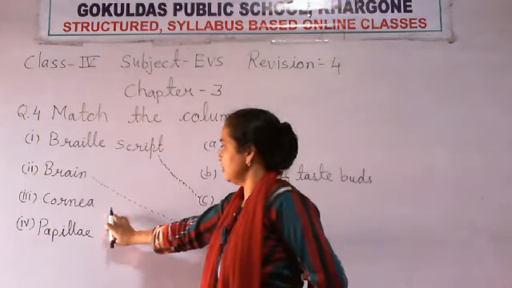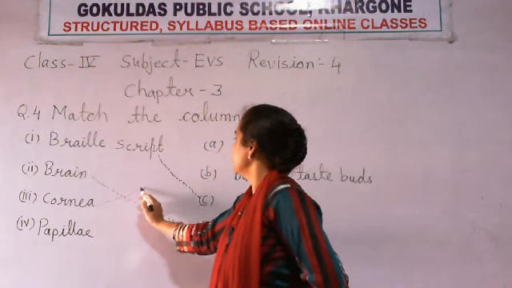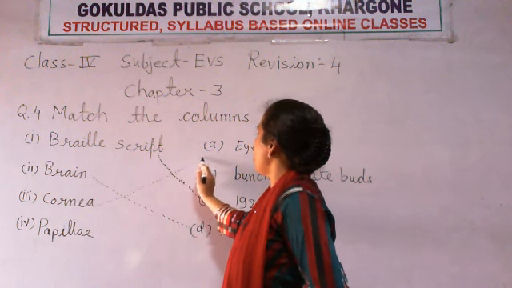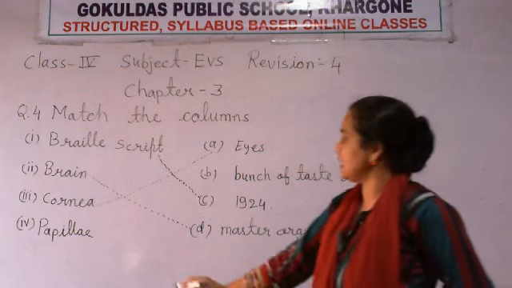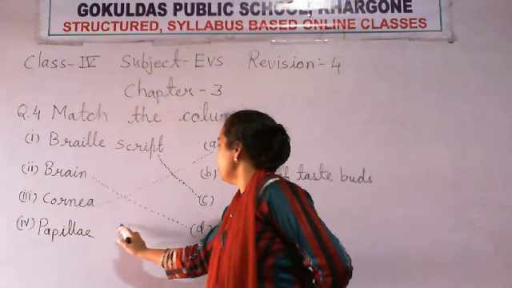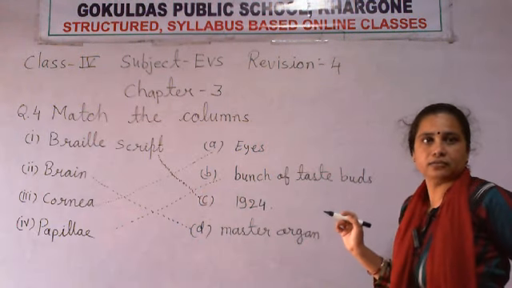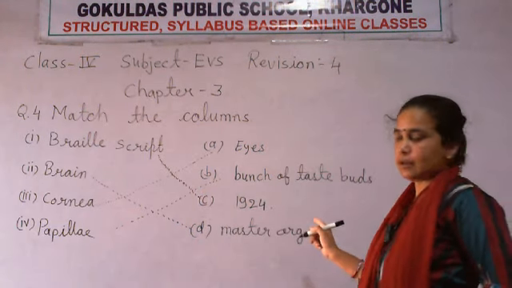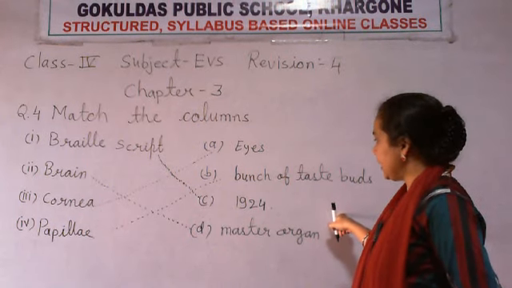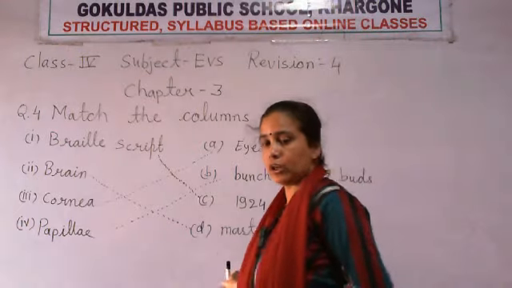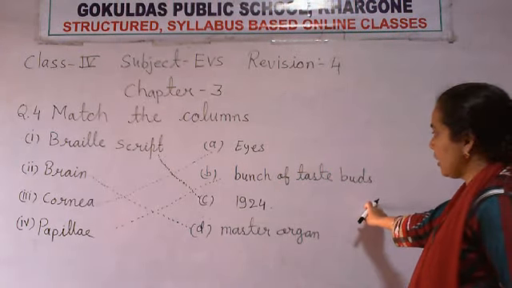Now cornea. This is the internal part of our eyes. Okay. Cornea is related to eyes. Now papillae, the last option is B, bunch of taste buds. Okay. So this is the matching. This is the extra matching. One matching we already did in the CW and HW both. Now this is the extra. Okay.